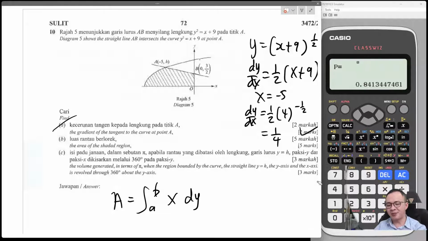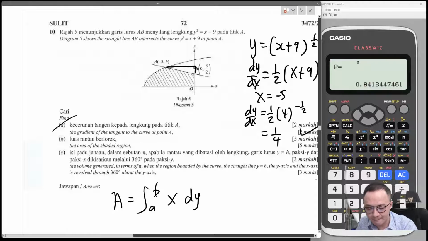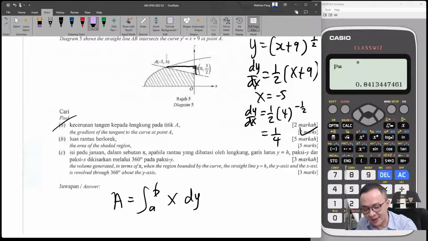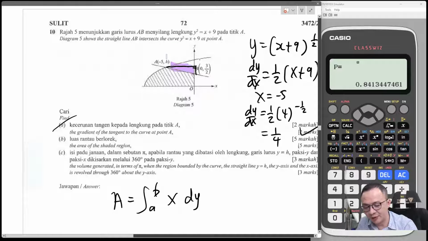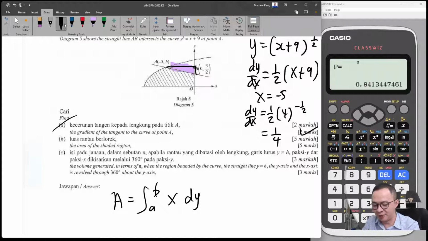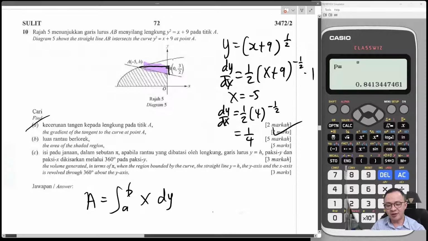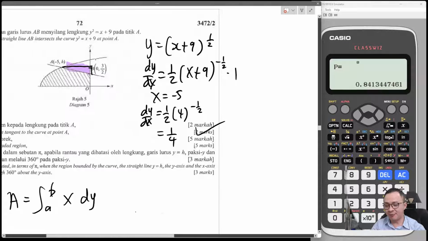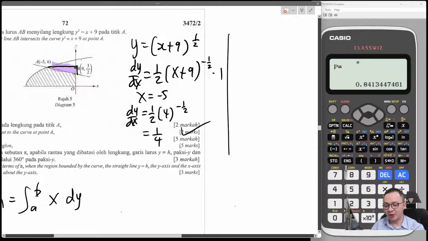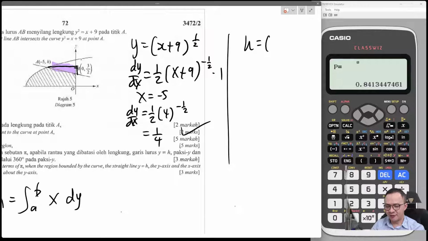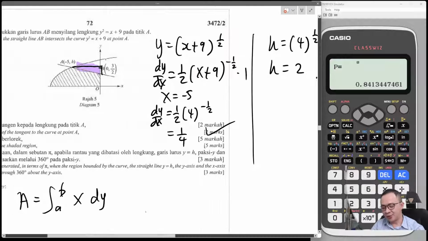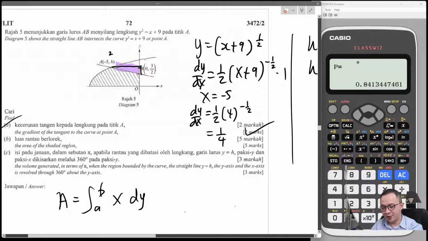Let me find out the h first. But then, because I do dy, right, I will need to minus this triangle. Yeah, you should be able to see a triangle here, isn't it? Let me just highlight this triangle. Yeah, we need to minus this purple color triangle if I do dy. Okay, I need to find out the h first. So I will sub the whole thing into the equation. When h equals y, then this one is 4 to the power 1/2. So the h is just basically 2 lah. So h is 2 here.